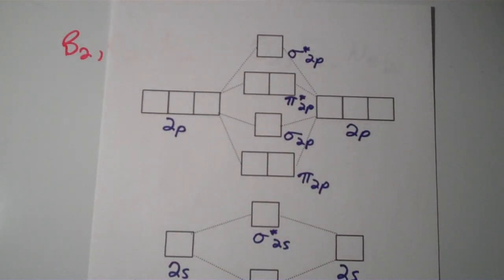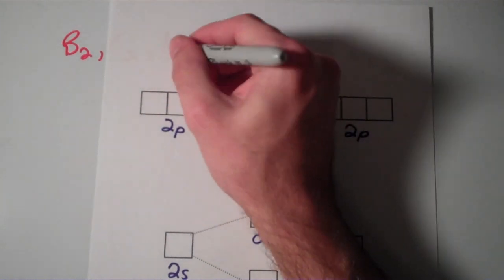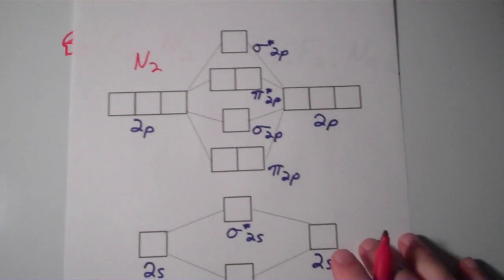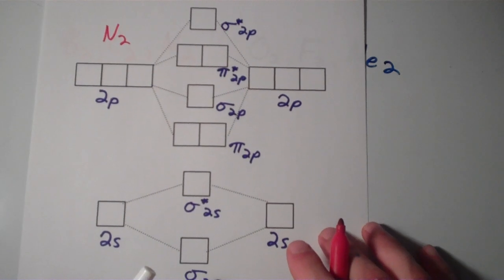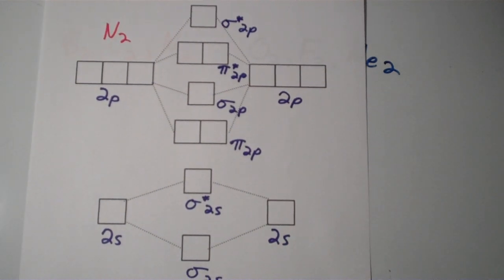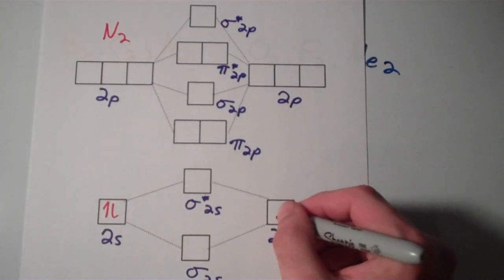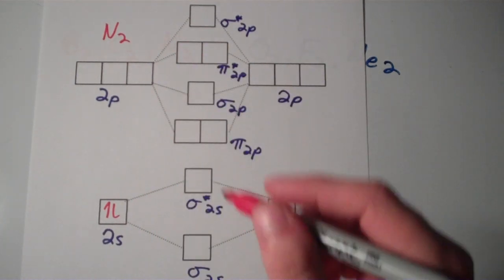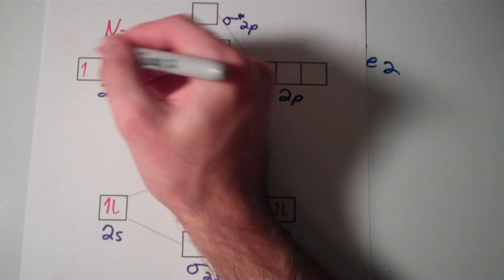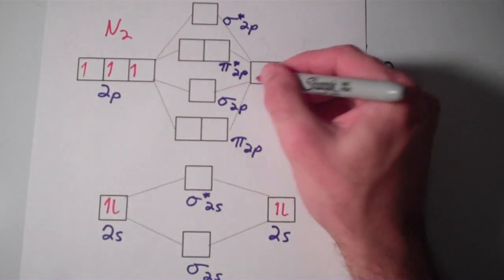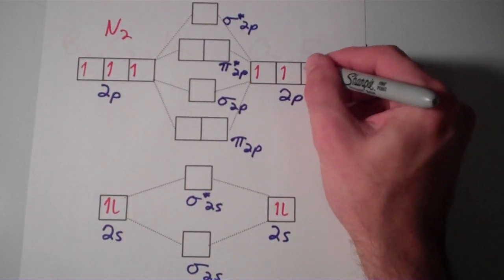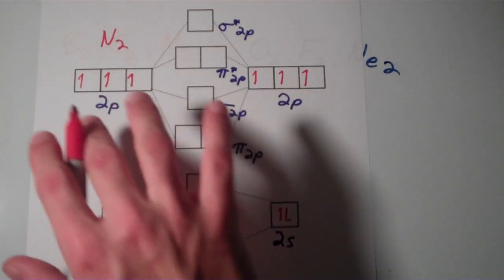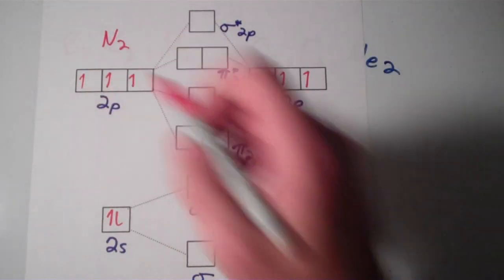Okay, so this is N2. And these 2 are going to be filled up. The 2s electrons are going to be filled up. And then nitrogen has 5 valence electrons, so the remaining 3 valence electrons are going to populate the p orbitals in this fashion. Remember, you keep adding 1 until they're half full, and then you add them with parallel spins.